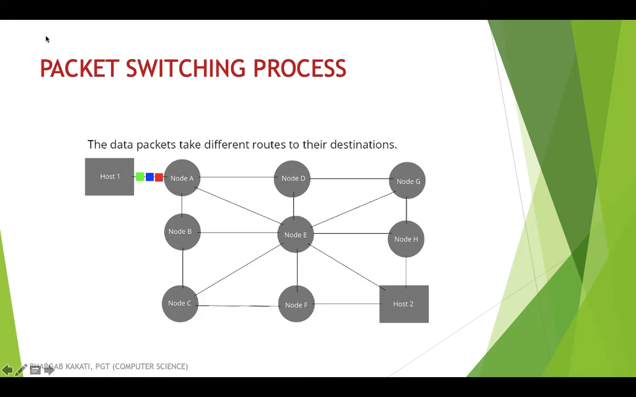As you can see from here, the message is broken down into different packets, and then it is being sent via different nodes. Host 1 is the sender and host 2 is the receiver. At the receiver end, we can see that it is again reassembled. So this is how packet switching works. Again, I am saying the entire message is broken down into various fragments, as you can see here, and then at the receiver's end, they are again reassembled.